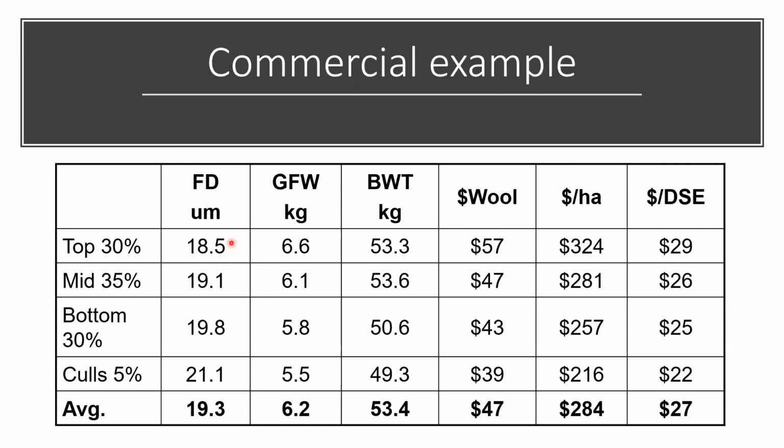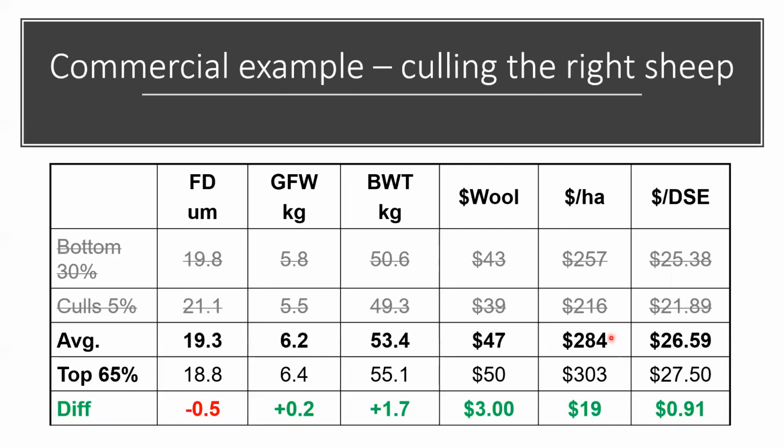As you can see, at the top, we've then ranked them based on their profitability. There's over $100 difference between what we call the dead set culls and the top 30%, as well as still a significant difference between the bottom 30% and the top 30%. What we've done here is we've taken out the bottom 35%. This is the average of the whole flock at the time, and then the average now of the top 65% that we've retained.